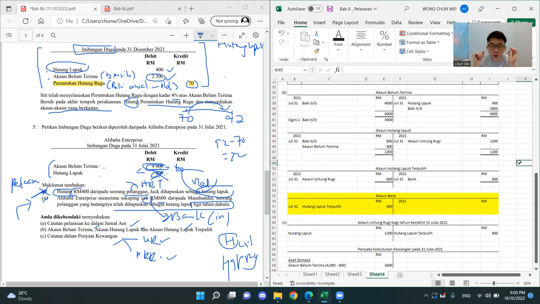Alright, are you guys okay with question 5? If yes, type 5 in the chat box, please.